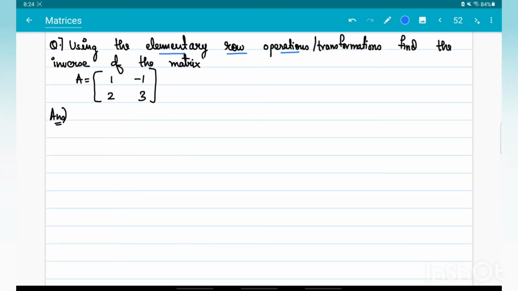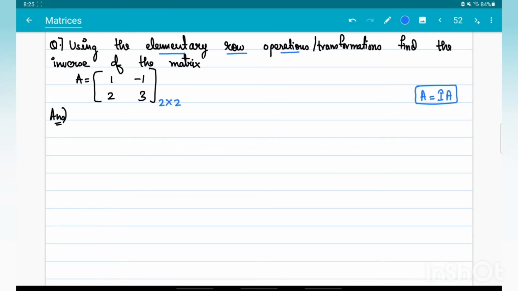Since in this they have asked us to use the elementary row operation, we know that in case of an elementary row operation, we first write the statement that A is equal to IA. Here our given matrix should be A, and they have given us the matrix A. So we are going to write that matrix A, that is A is equal to IA. I is the identity matrix of the same order. Right now this is of order 2 by 2, or you can even say of order 2, since it is a square matrix.